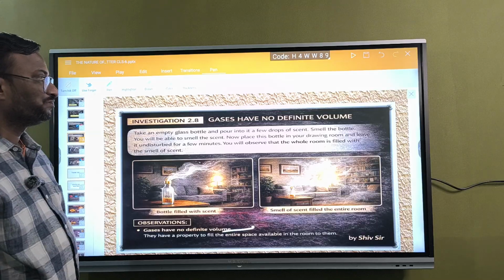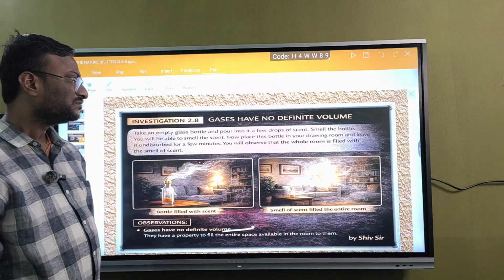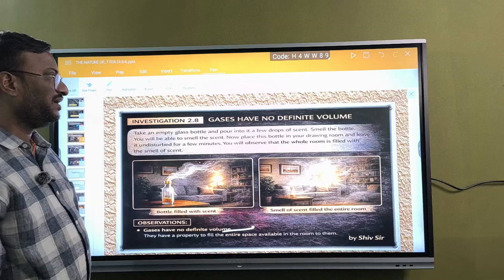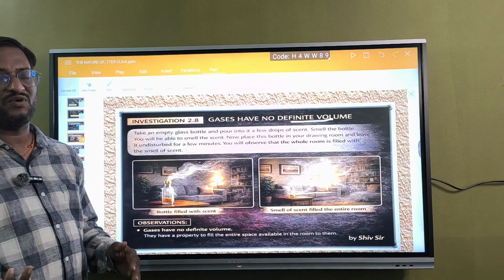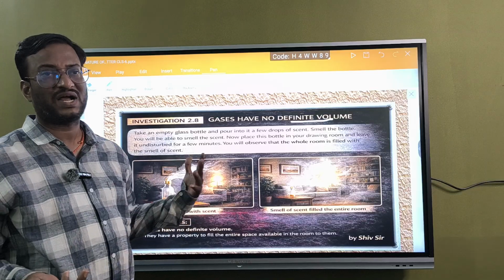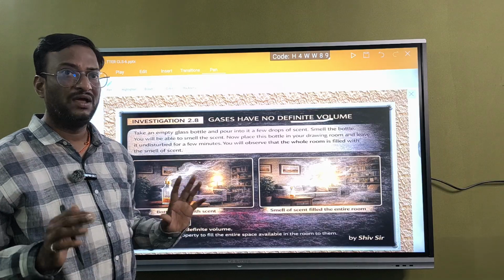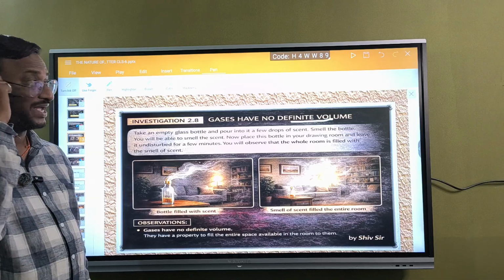There is one more activity. Air, or gases we can say, have no definite volume even. At least liquid will have definite volume. It has the volume of the container, but gas doesn't even have a definite volume. See how we can prove it.